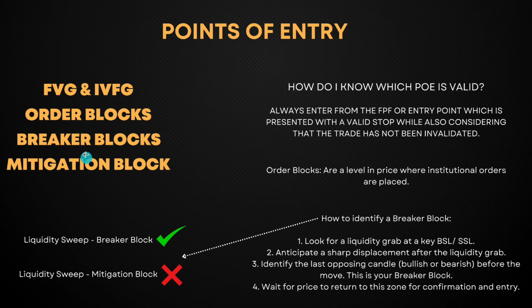Not always that you're going to enter off the breaker or mitigation block, because you want to enter off the first point of entry. As long as it has a valid stop, then you're going to take the trade based on the first presented fair value gap, order block or breaker block mitigation, considering that the stop placement is valid. So I hope you guys understand what a breaker block and mitigation block is. And also another key question that people ask me all of the time: how do you know which point of entry is valid?